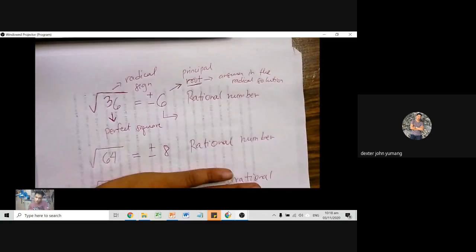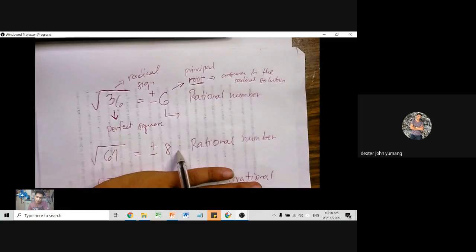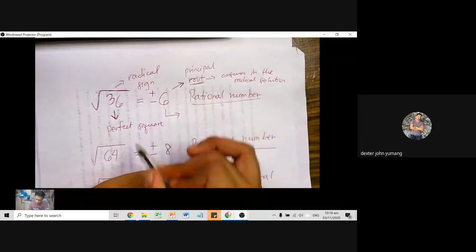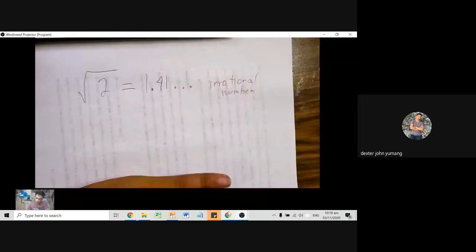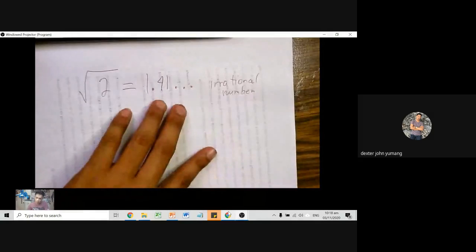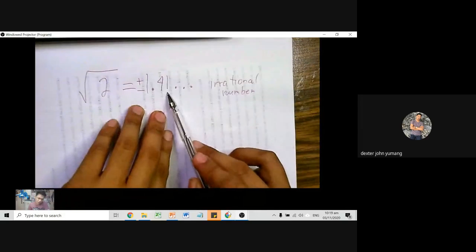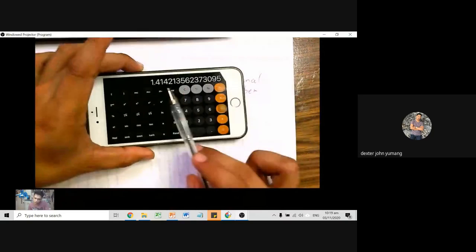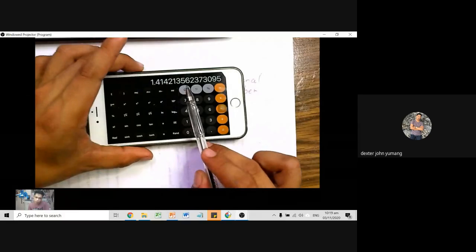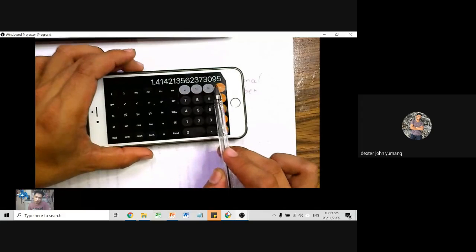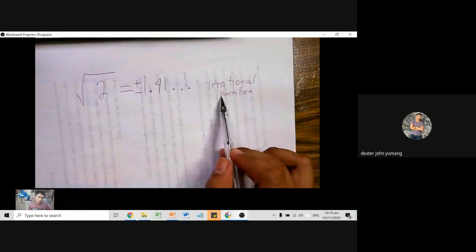Kanina po, square root of 64. Ang sagot 8. Wala pong decimal. Buo po siya. That is rational. Pero merong positive, negative. Pagdating dito, 1.41, ilalagay ang positive, negative. Now, irrational siya dahil hindi po siya natatapos. May decimal siya, 1.4142135623730950, and so on and so forth. So, irrational number po siya.